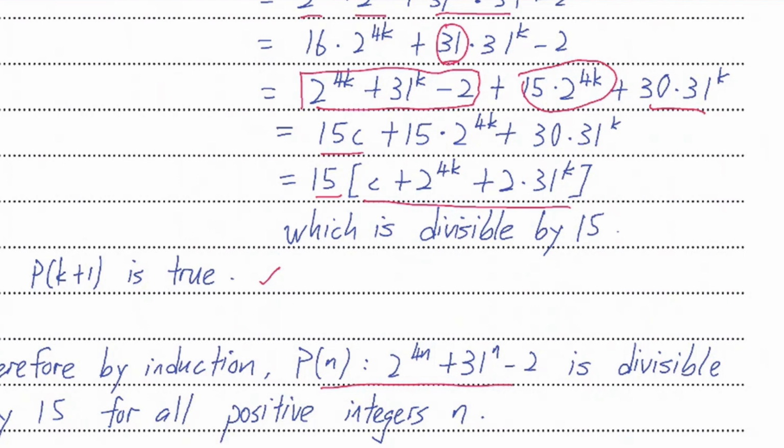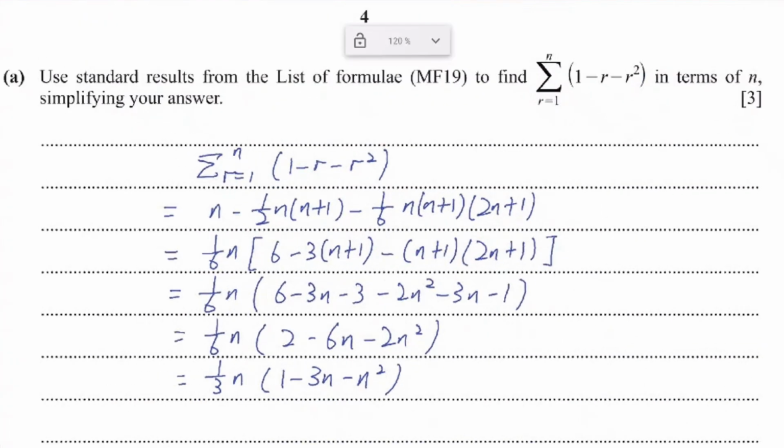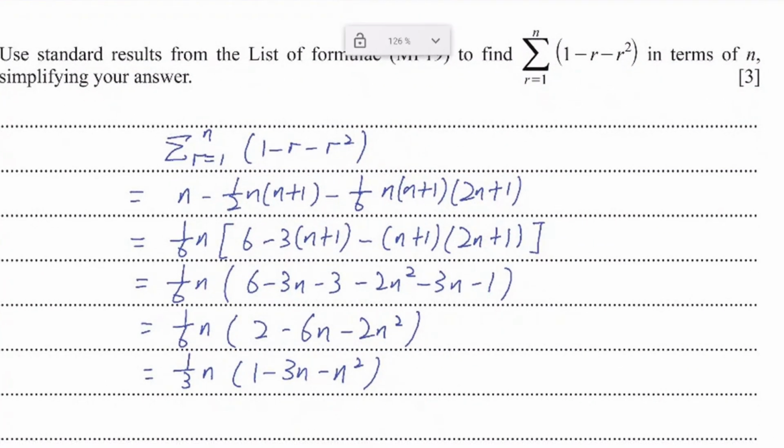Okay, so if you look at the next question here, that is, use the standard result from the MF19 to find the sum of 1 minus r squared in terms of n. This is some usual stuff that we have from there. Basically, it is to just sub in all the formula. So the sum of 1 is n, when we sum from r equals 1 to n, so the sum of 1 there is n. Other than that is the sum of r and also the sum of r squared.